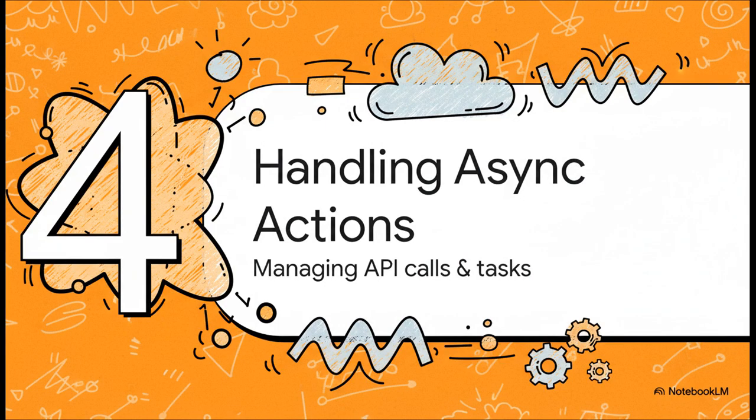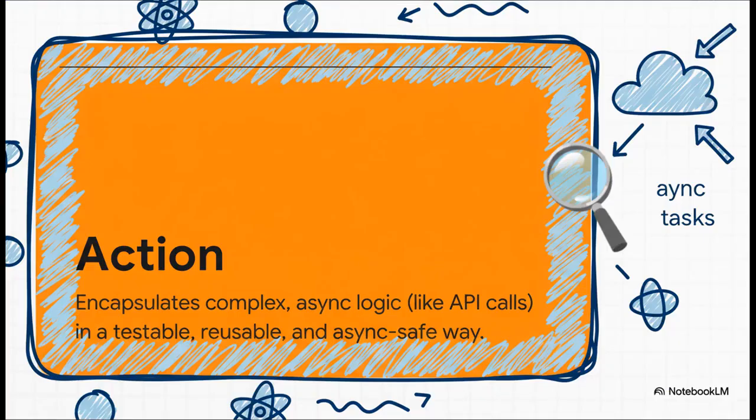Okay, so we can handle simple state and we can handle derived state. But what about the really messy stuff? The real-world complexity, like fetching data from an API or authenticating a user. Well, that's exactly what actions are for. Actions are all about creating a clean separation of your logic.